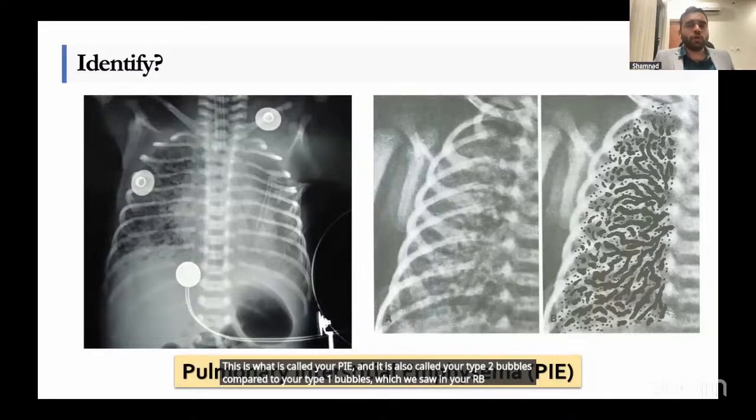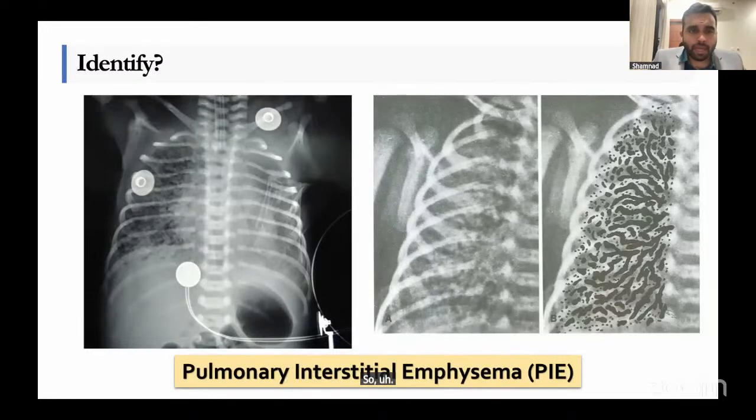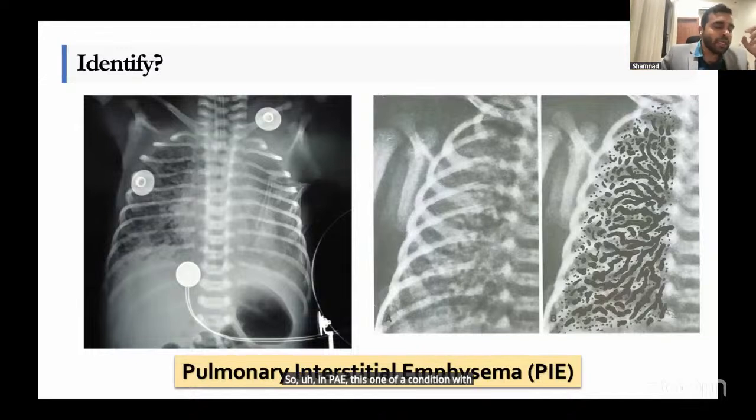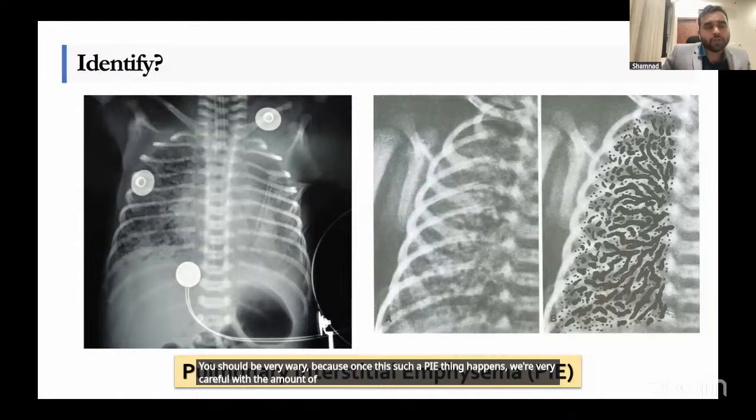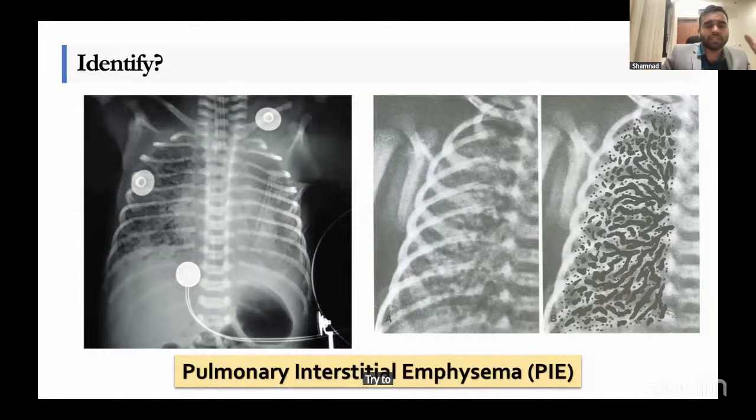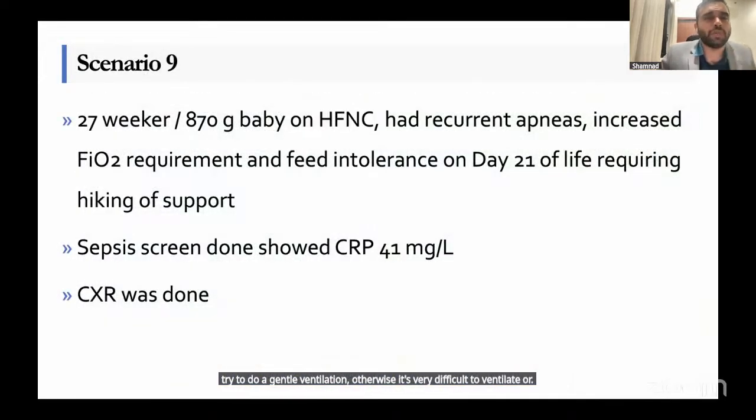PIE is a condition with very stiff lungs. We should be very wary, because once PIE happens, be very careful with the amount of MAP or PIP, the positive pressure, which you are giving. Try to do a gentle ventilation. Otherwise, it's very difficult to ventilate or manage these babies. So that was pulmonary interstitial emphysema.